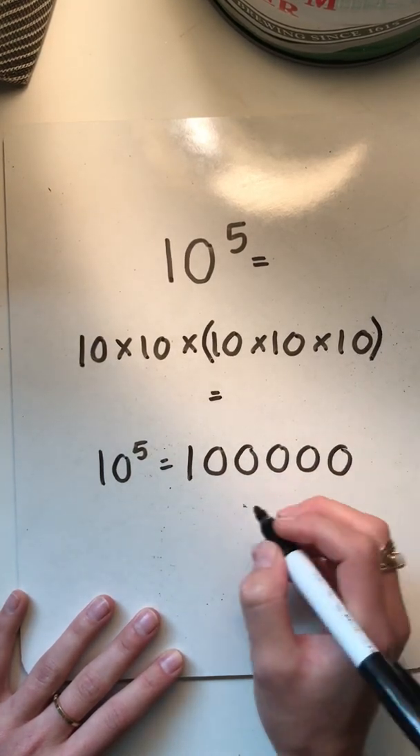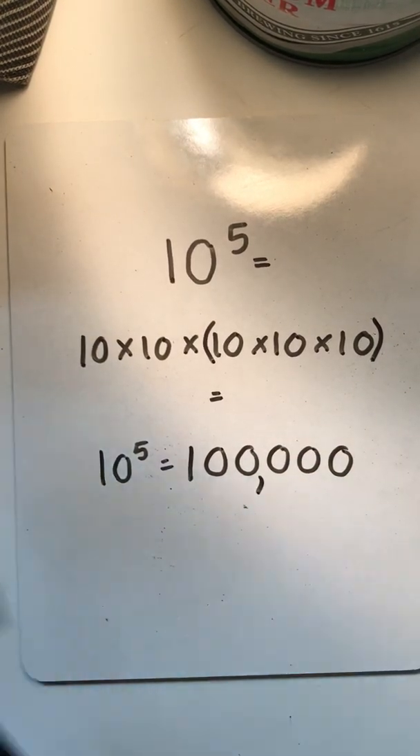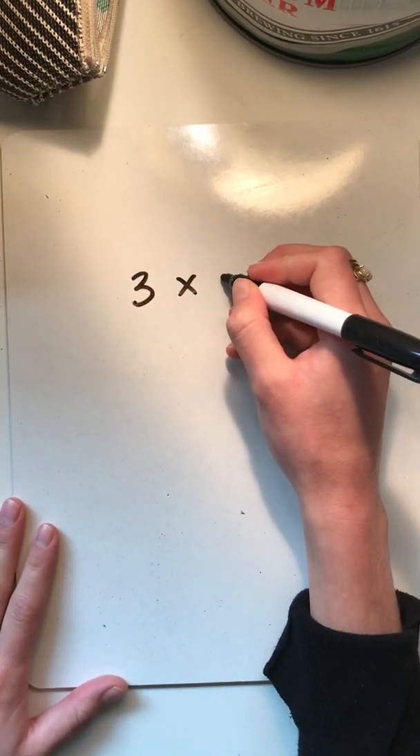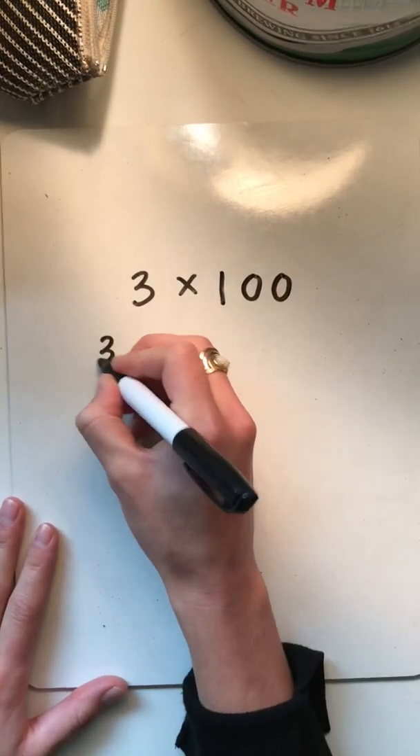And we found a pattern between how many zeros are in our power of 10 and the exponent. So 10 to the fifth is 100,000, with 5 zeros. So let's try multiplying by exponents.